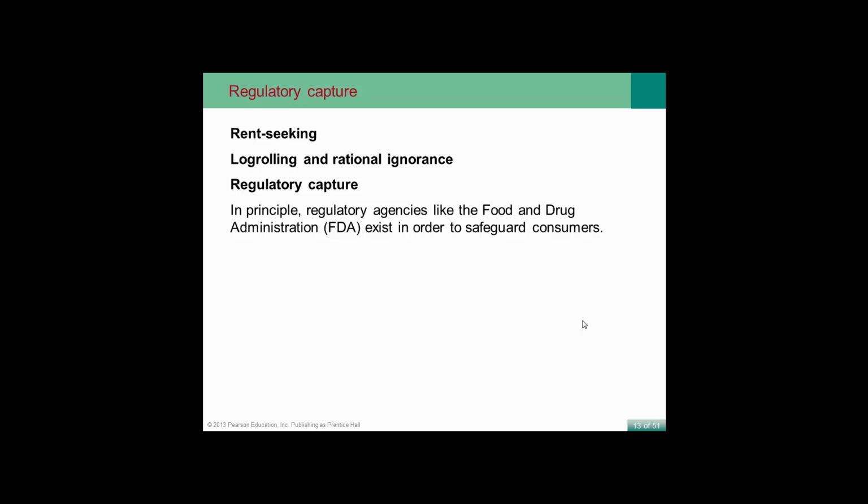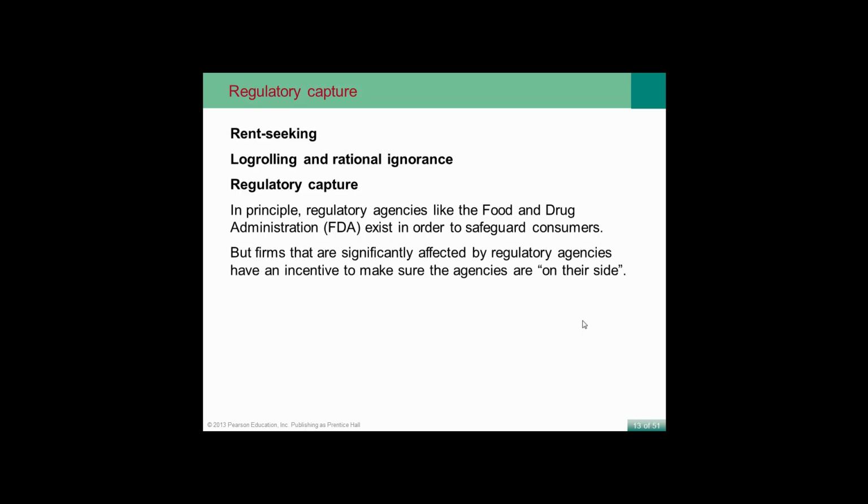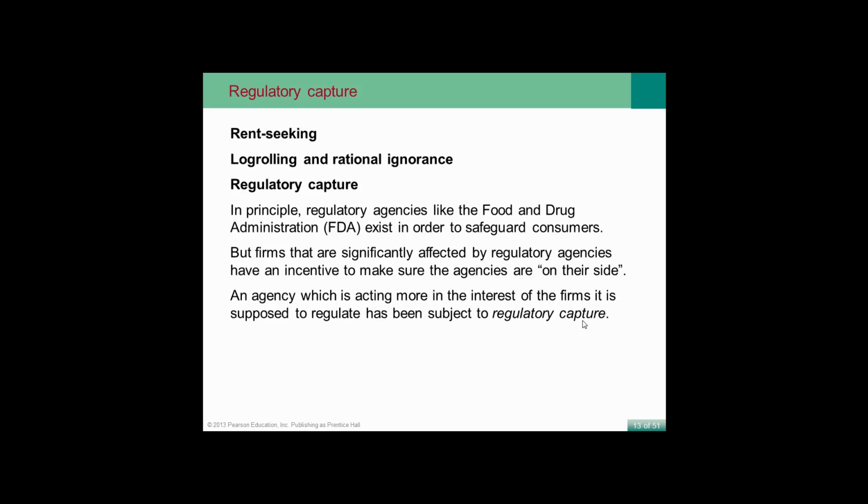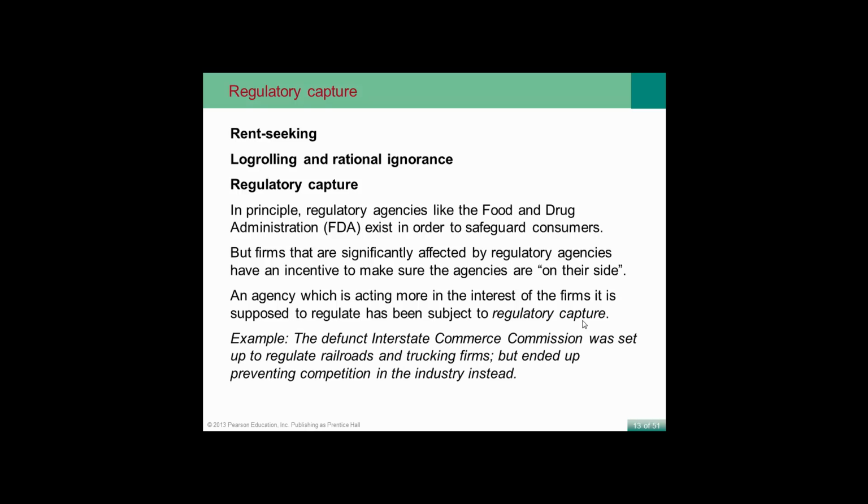And then we have what is called regulatory capture. In principle, regulatory agencies like the FDA exist to safeguard consumers, but firms that are significantly affected by regulatory agencies have an incentive to make sure the agencies are on their side. The agency, which is acting more in the interest of the firm it is supposed to regulate, has been subject to what is called regulatory capture. An example, the defunct Interstate Commerce Commission was set up to regulate railroads and trucking firms, but ended up preventing competition in the industry instead.